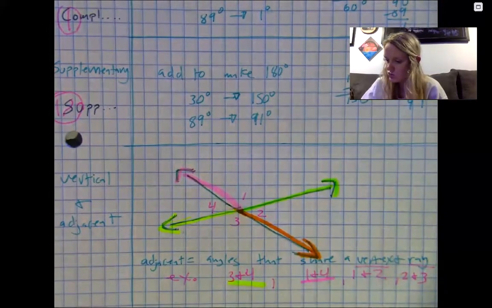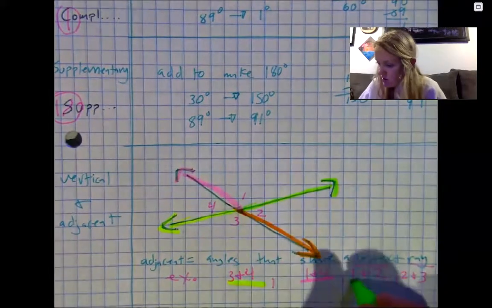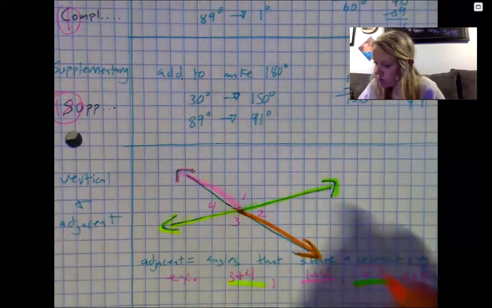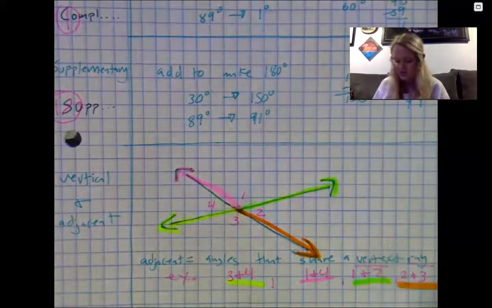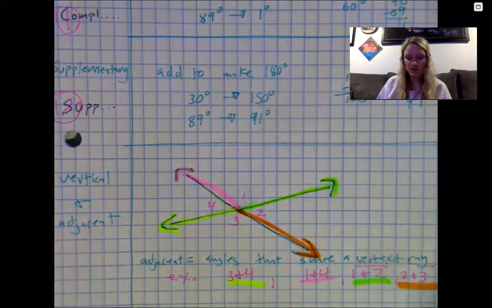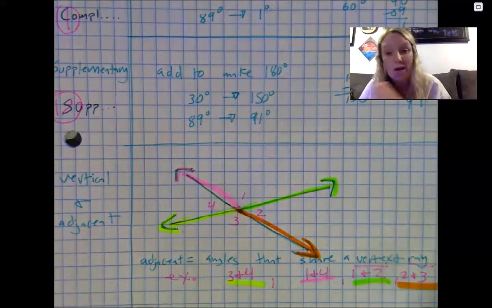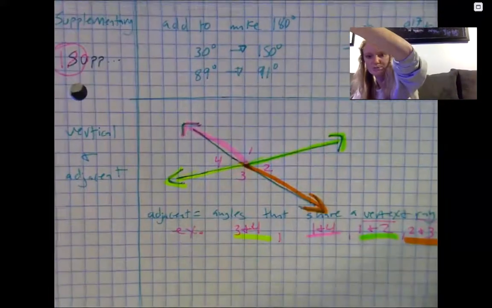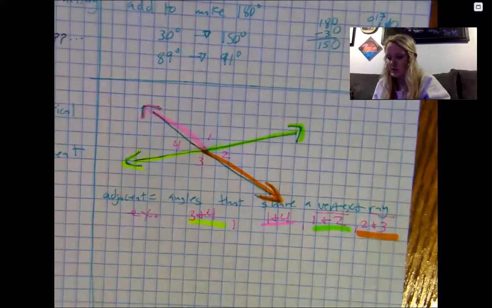1 and 2 share this fence. They are adjacent angles. And numbers 2 and 3 share this fence. They are adjacent angles. So that's what adjacent angles are. They are angles that just share a ray. They're ones that touch, that they're right next to each other. They share that fence, like your adjacent neighbor in your neighborhood. Okay, so that's adjacent.